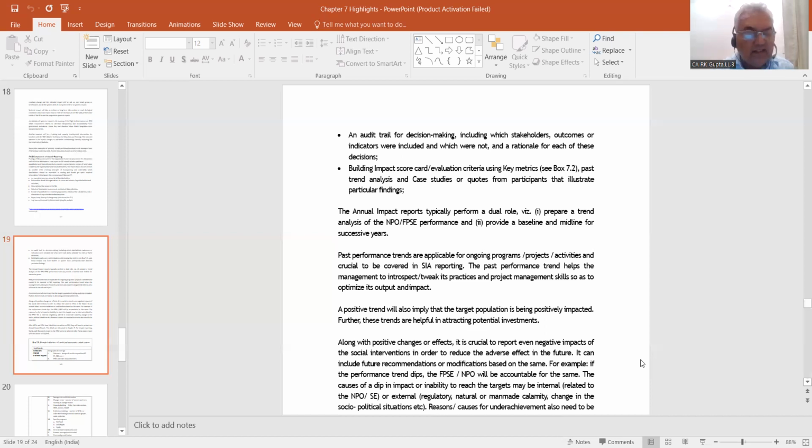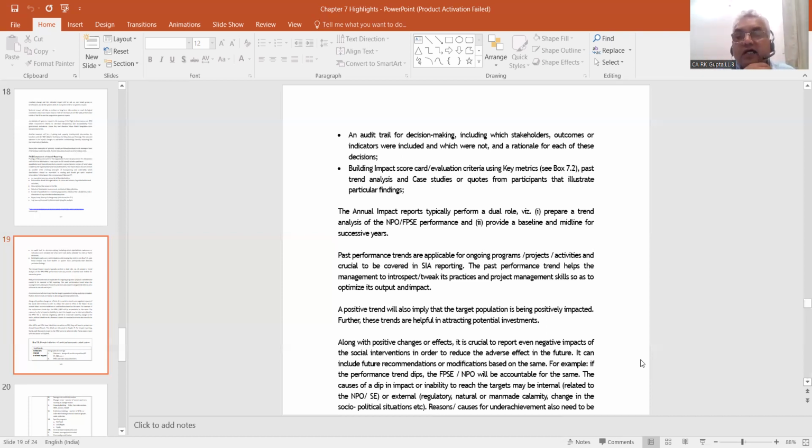Actually, the baseline is the period when your activity has started. Suppose a social enterprise has identified poverty alleviation as their program. So baseline will be when their activity started. Midline will be, suppose they are envisaging a 3-year period, so midline will be 1.5 years when they are in between. And endline will be when they complete the activity. So baseline, midline, and endline.